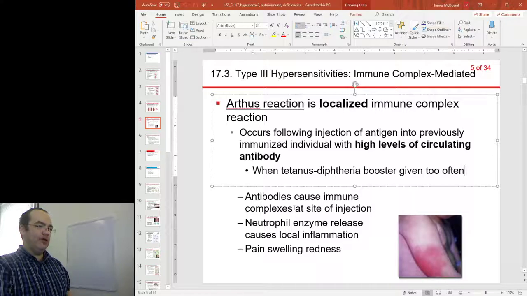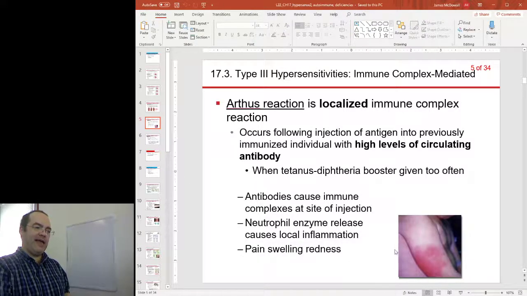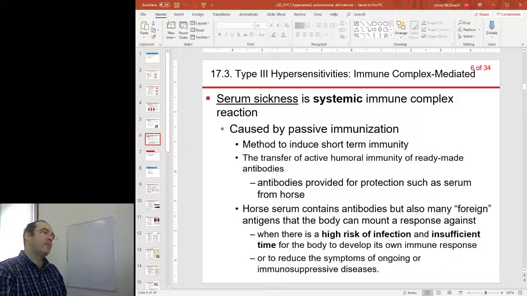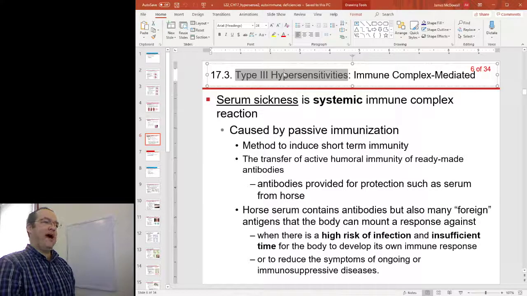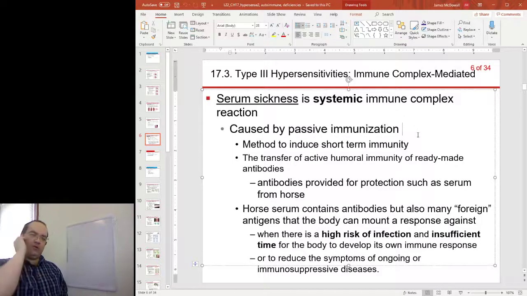Antibodies cause immune complexes at the site of the injection. Neutrophil enzymes are released, causing local inflammation, and you have hallmarks of inflammation with pain, swelling, and redness. A systemic type 3 hypersensitivity that can occur is serum sickness. This is caused by passive immunization.